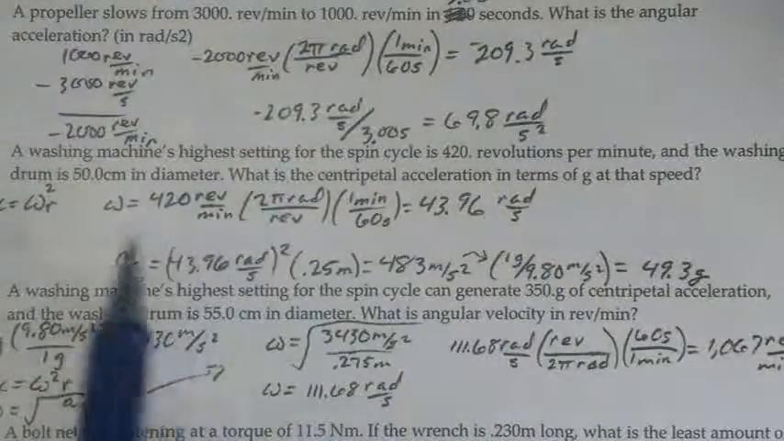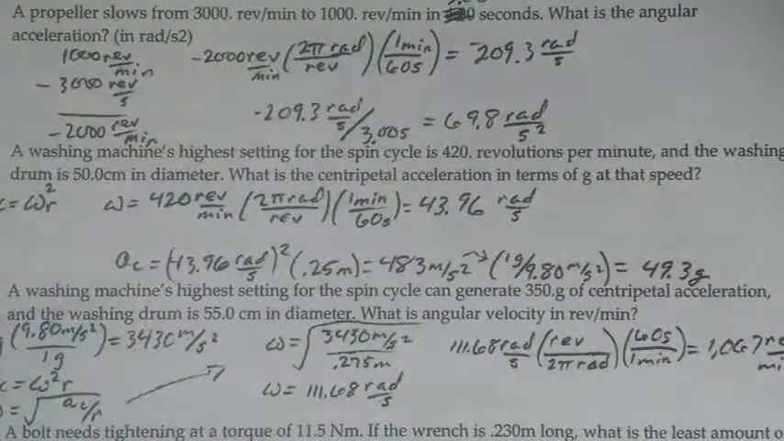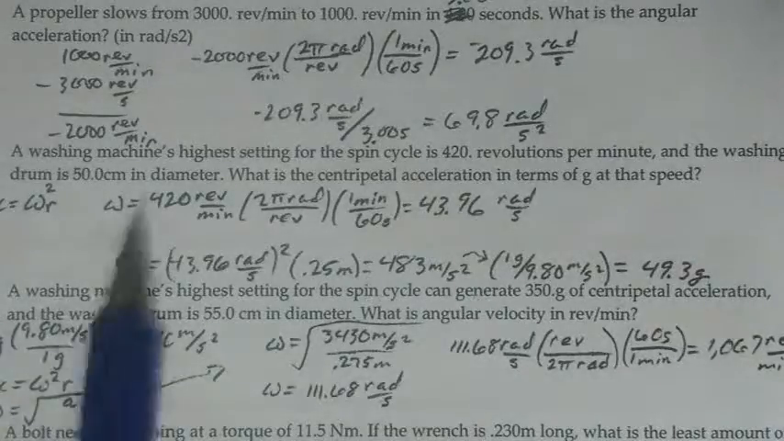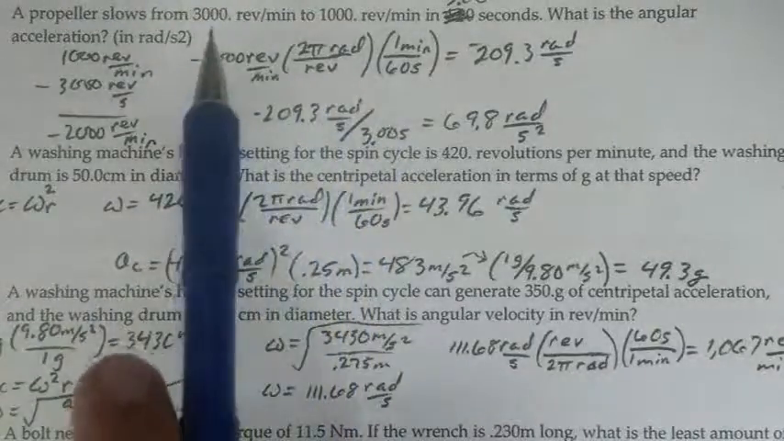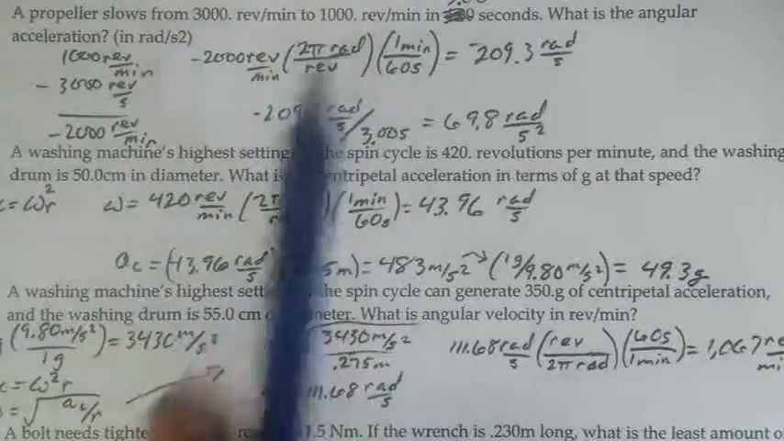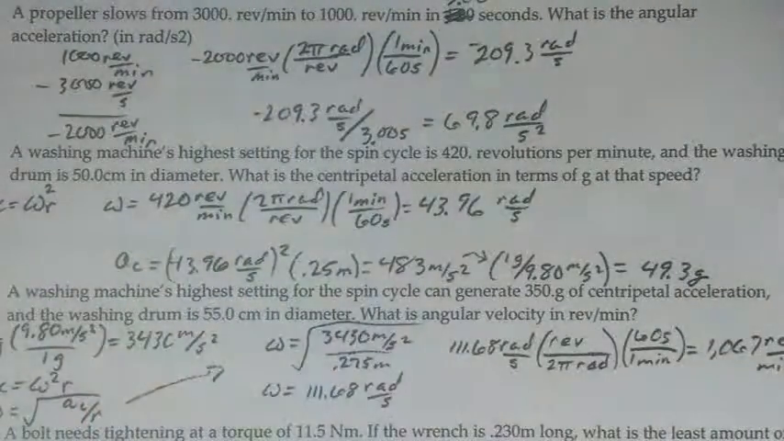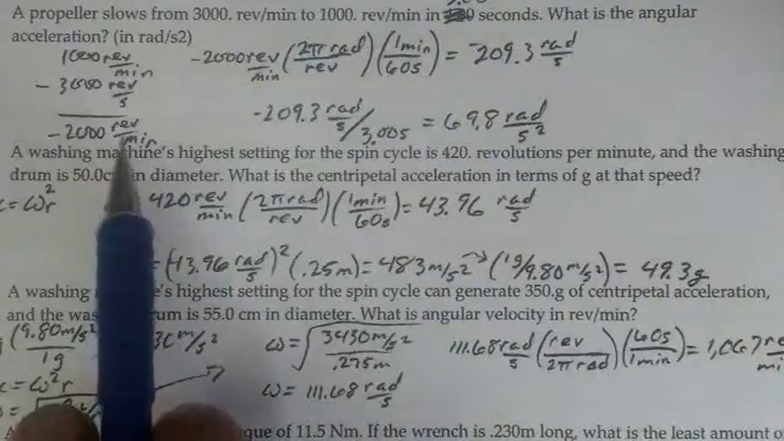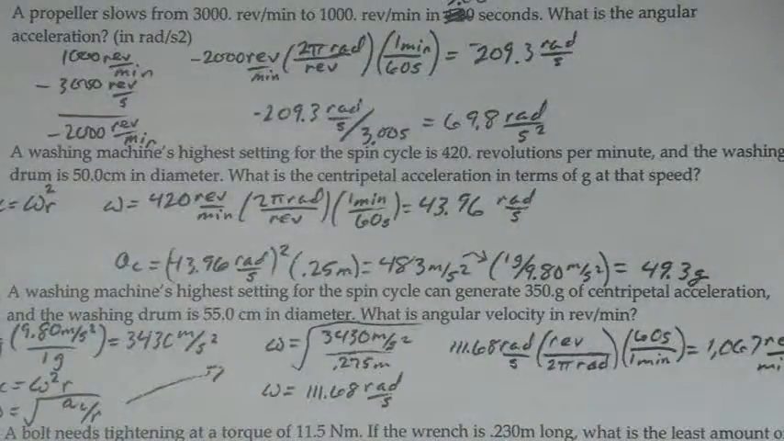The angular acceleration in radians per second squared. Well, acceleration means change, the rate of change. What did it change? It changed from 1,000 to 3,000 to 1,000 revolutions per minute. That's a change of 2,000 revolutions per minute, but I wanted it in radians per second.